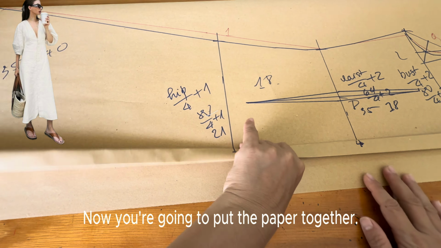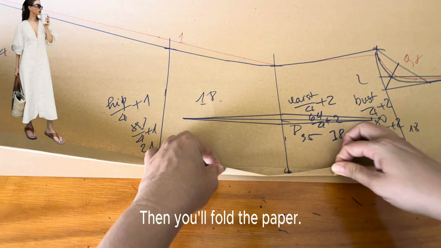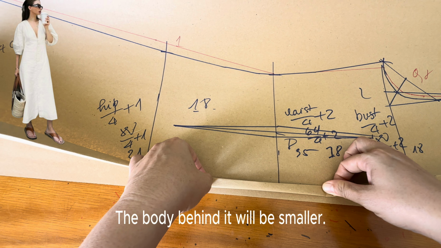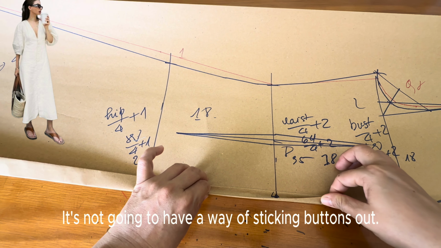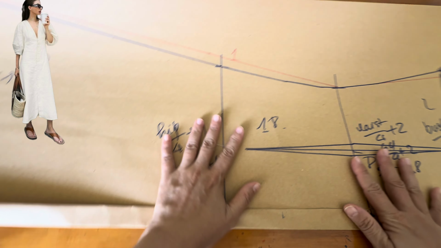Now you're going to put the paper together. The body behind it is below. Then you'll fold the paper. The body behind it will be smaller. It's not going to have buttons, so I'm going to make it smaller.